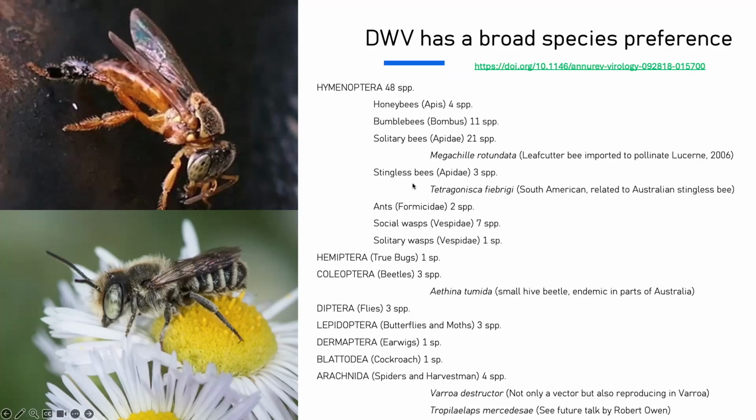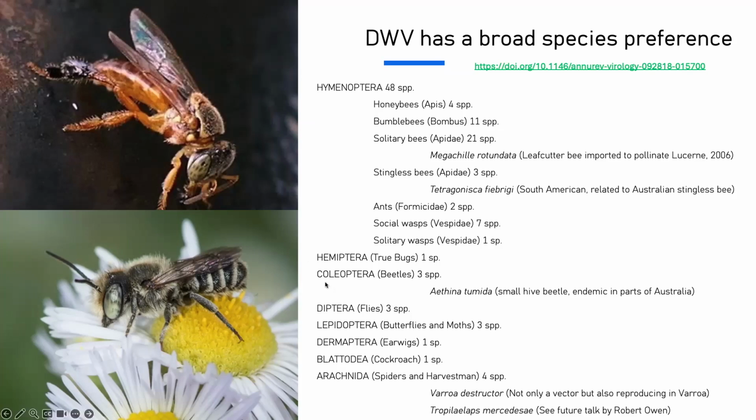Some stingless bees of the same family as, though not the same species as, the ones that we have in Australia, but also ants, social wasps, and solitary wasps. In terms of social wasps, that includes wasps that we have here, the European wasps, which were imported. So that wasp can actually be infected with deformed wing virus as well.